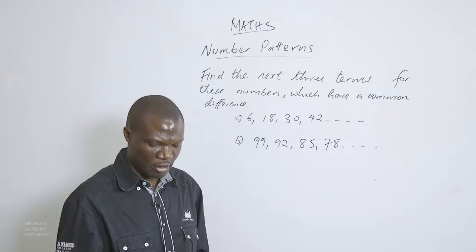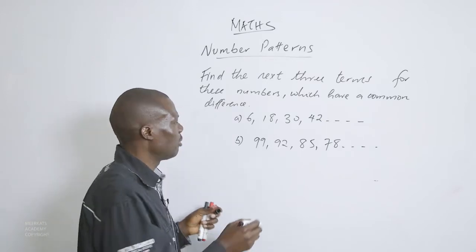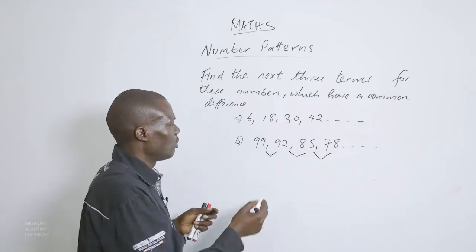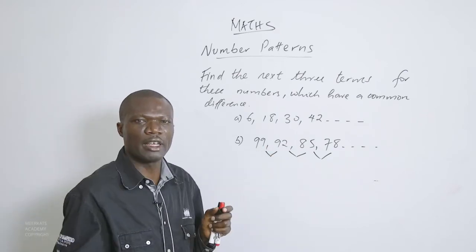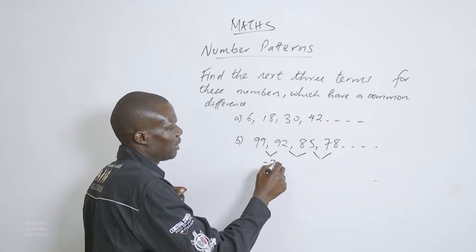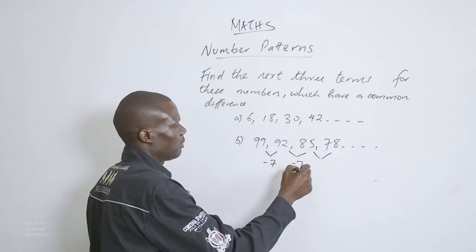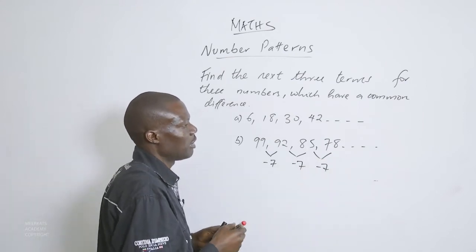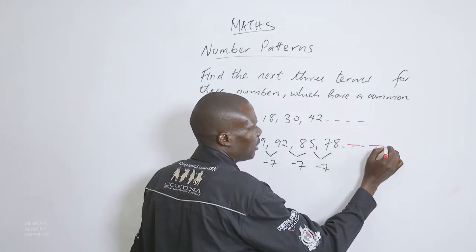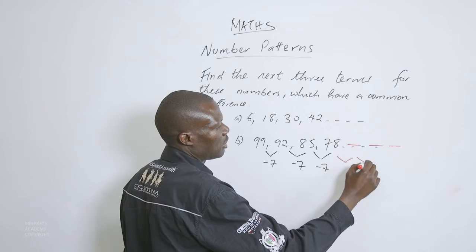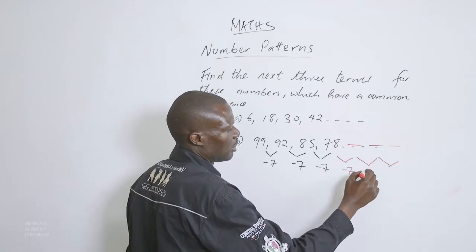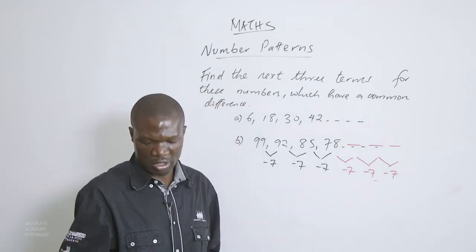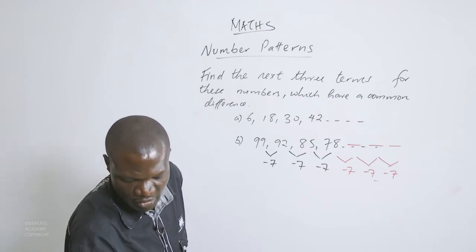For this other one, let us start by looking at what could be the difference between the terms that we have. We find that between 99 and 92, we have a minus 7. So minus 7 here, minus 7 here, which implies that if we have to get the missing terms, we should get them by subtracting 7 at every point.